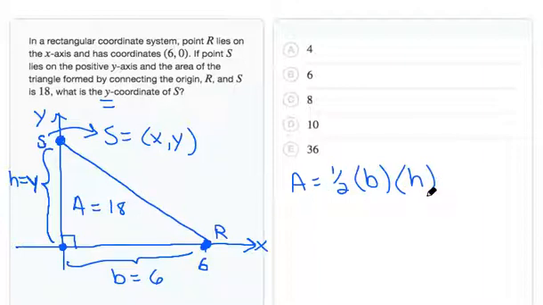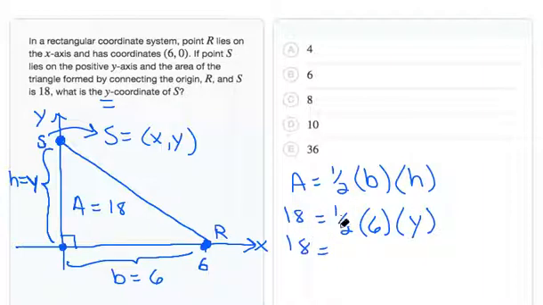Plugging into our area equation, we have 18 is equal to 1/2 times our base, which we know is 6, times our height, which is the y coordinate we're looking for. This is an equation with just one variable, so we can simplify and solve for y. We have 18 equals 1/2 times 6, which gives us 3, times y. To isolate y, let's divide by 3. So y is equal to 6. This means that this height here is 6, which also corresponds to our S value.